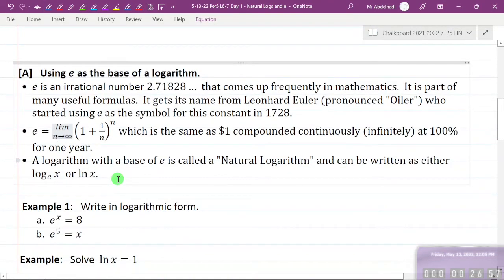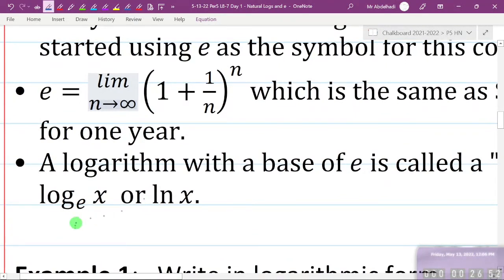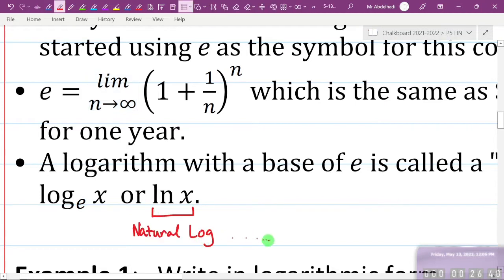Anyway, if you make a logarithm out of this, if you use E as the base of a logarithm, okay, there's E right there, it becomes what's called a natural log, a natural logarithm. And we abbreviate natural log. You would think it would be NL, right? But I guess because we're already using an L for log, they wanted to start it with L, so they went log natural, LN.